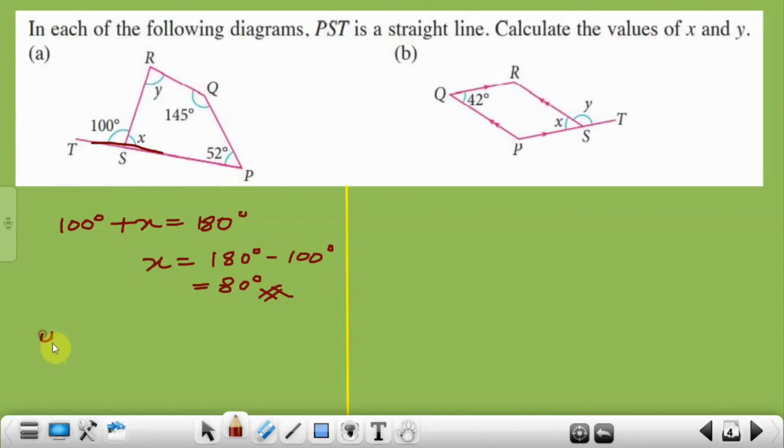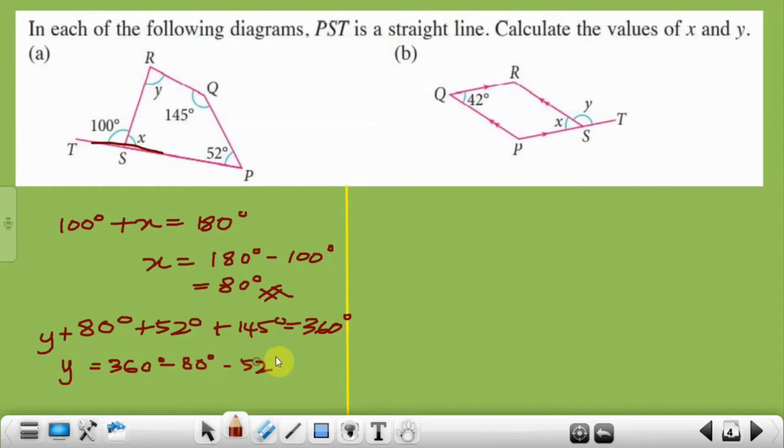And for y, y is one of the interior angles of a quadrilateral. So, y plus x, which is 80, plus 52, plus 145 is 360. This is a theory that we have learned before. So, the value of y is equal to 360 minus 80 minus 52 degrees minus 145 degrees. So, it's equal to 83 degrees.